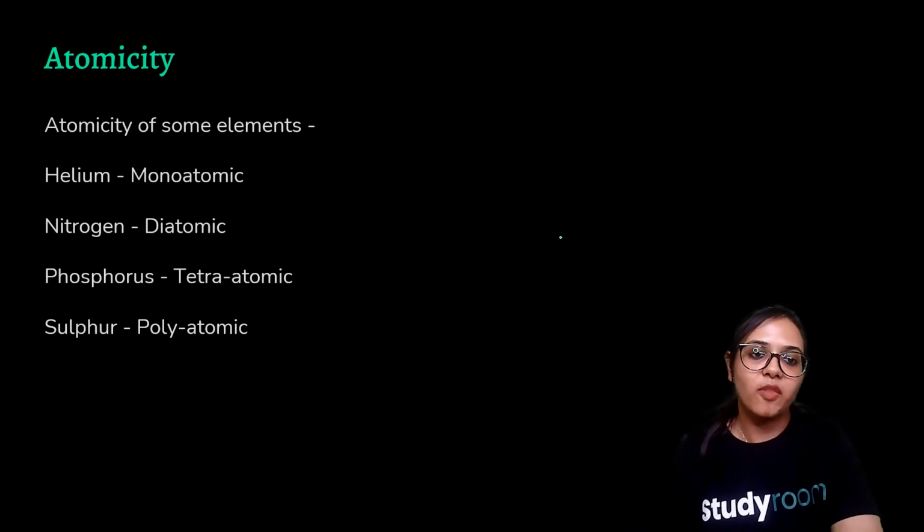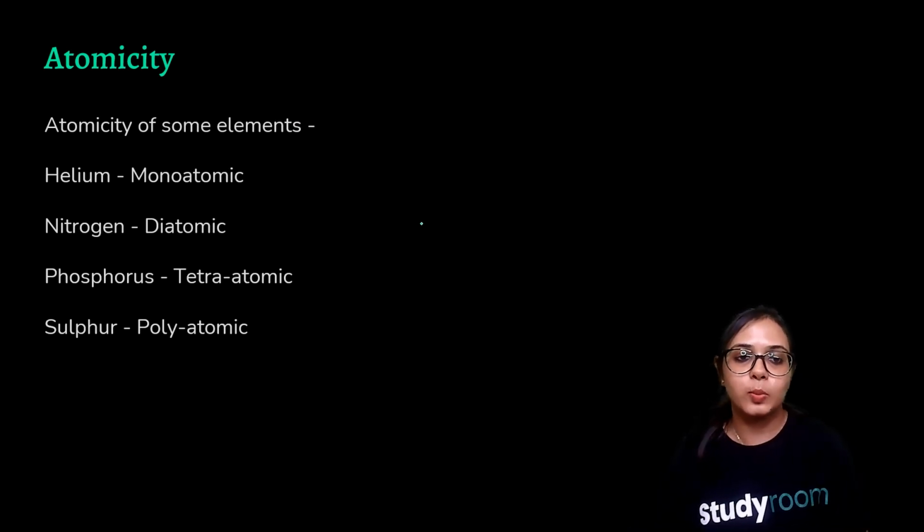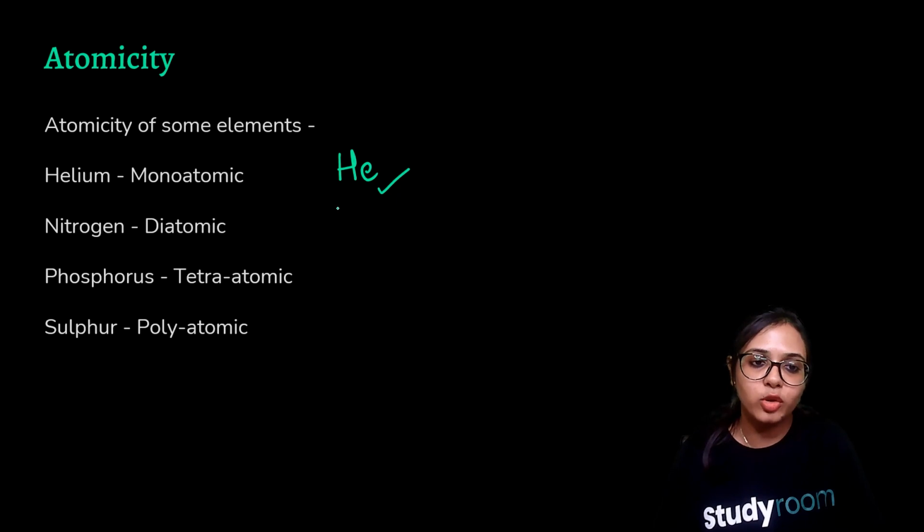Atomicity of some elements. Helium is monoatomic, that is, only one atom of helium can be said to constitute one molecule. Nitrogen is diatomic: two atoms of nitrogen come together to form one molecule.